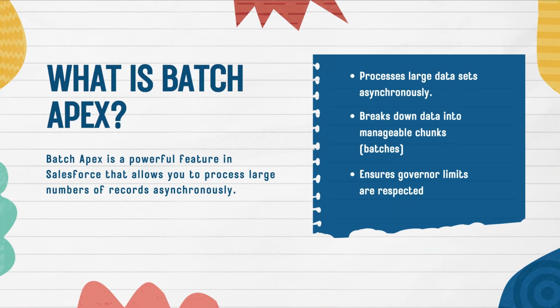What is batch Apex? Batch Apex is a powerful feature in Salesforce that allows us to process a large number of records asynchronously. It breaks down the complete data set into small manageable chunks, which are called batches, and processes them one batch at a time. This ensures that we stay within the Salesforce governor limits, making our data processing efficient and scalable.